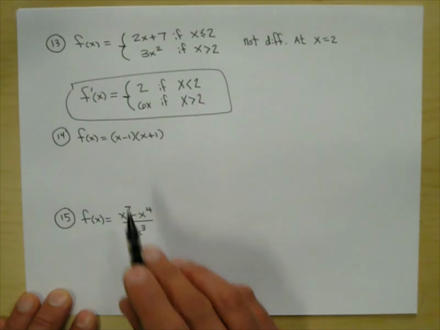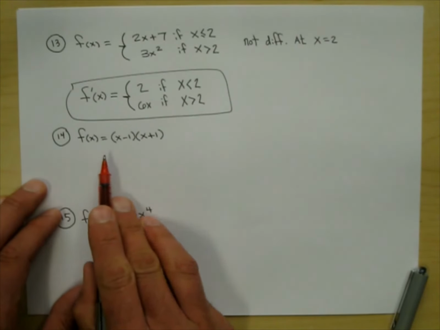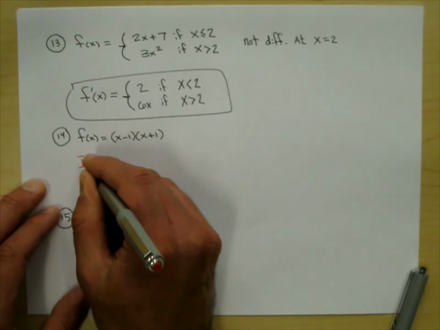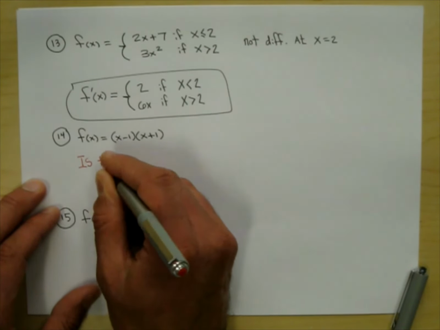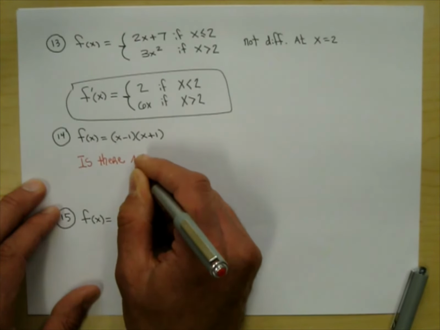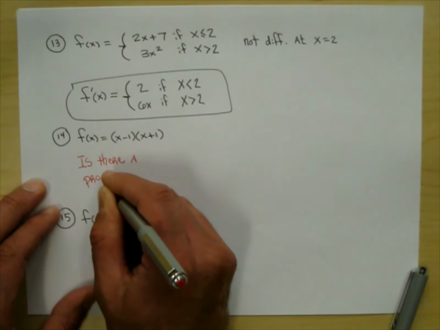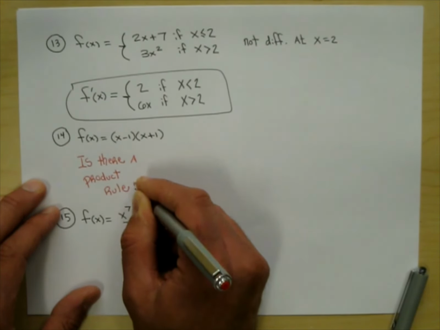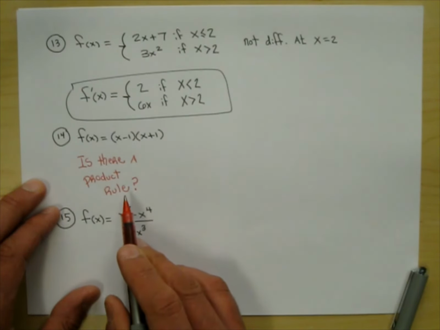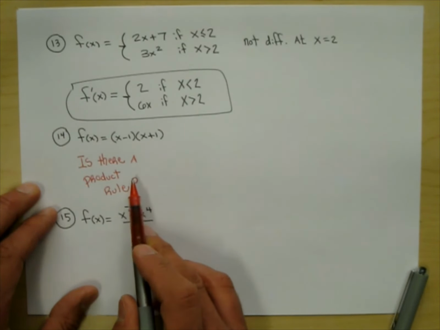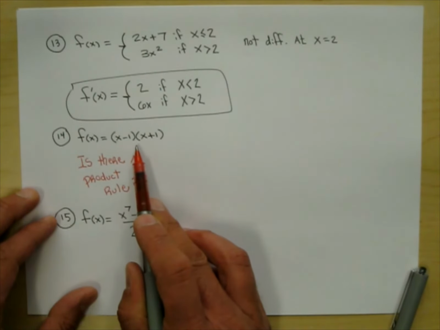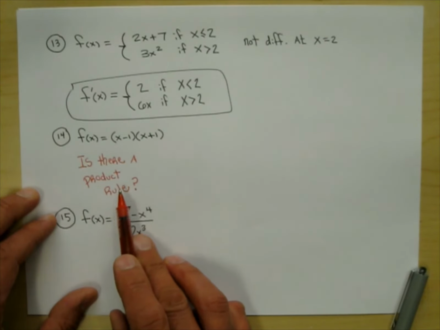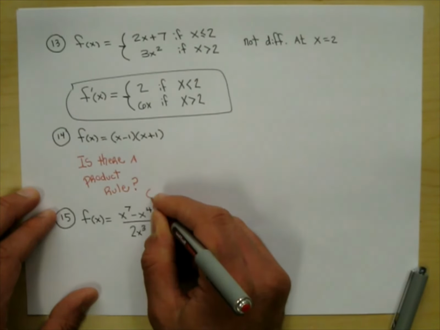Okay, so look what we have here. We have x minus 1 times x plus 1. So you might ask the question, is there a product rule? We have a sum rule and a difference rule. The sum rule says the derivative of a sum is the sum of the derivatives. Well, is the derivative of the product the product of the derivatives? And the answer is no. The product rule is actually a little bit more complicated, and we'll deal with that in the next section.